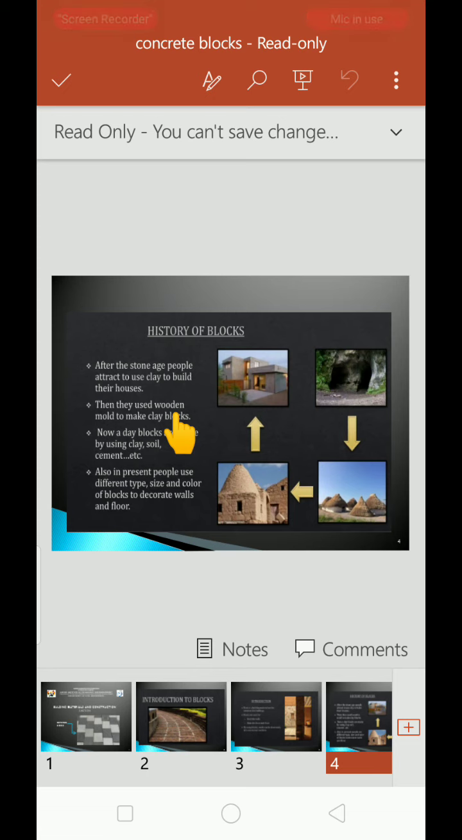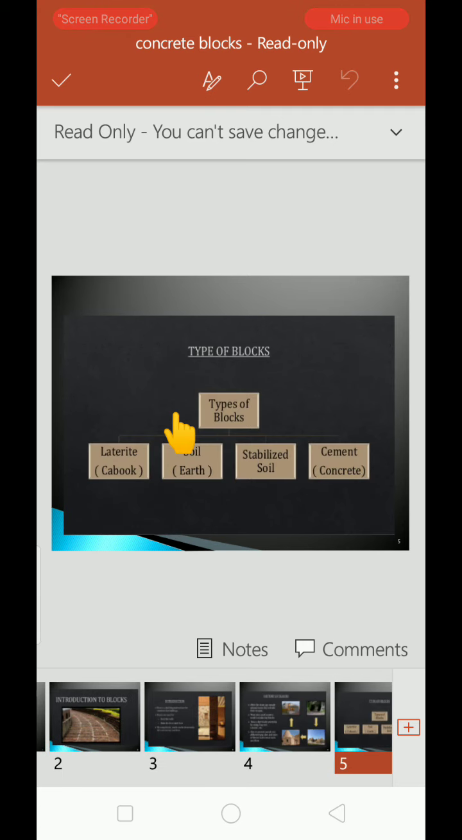Nowadays, blocks may be manufactured from clay, cement, or concrete. Different types of blocks are available. Also at present, people use different types, sizes and colors of blocks to decorate walls and floors. Next, coming to the types of blocks.